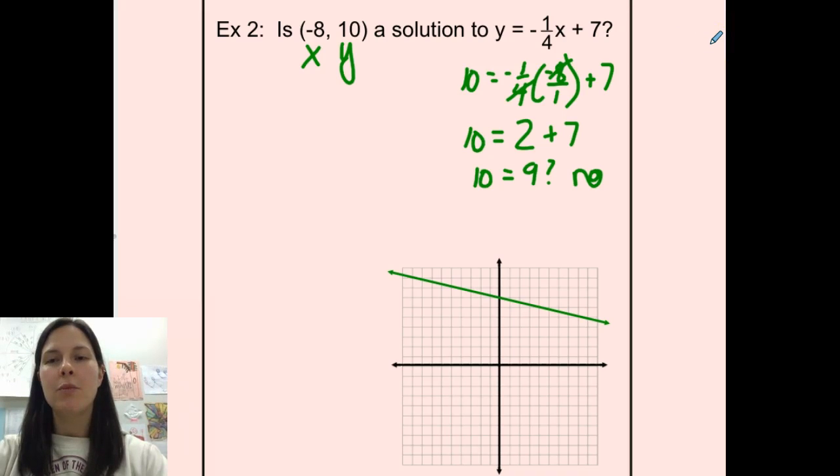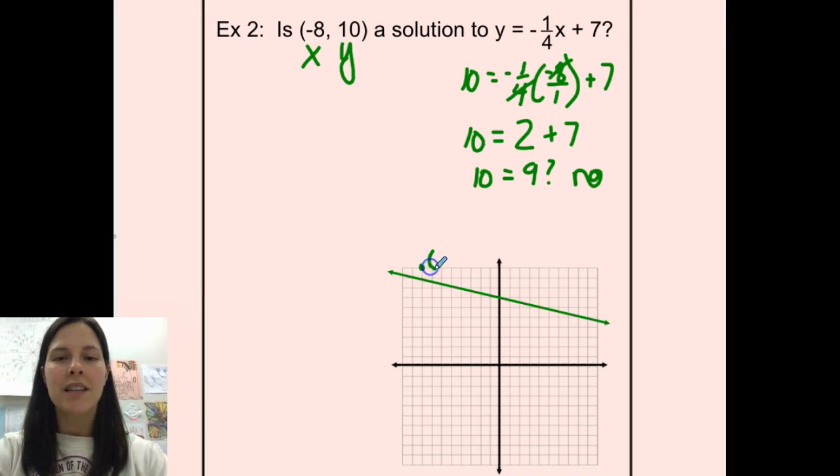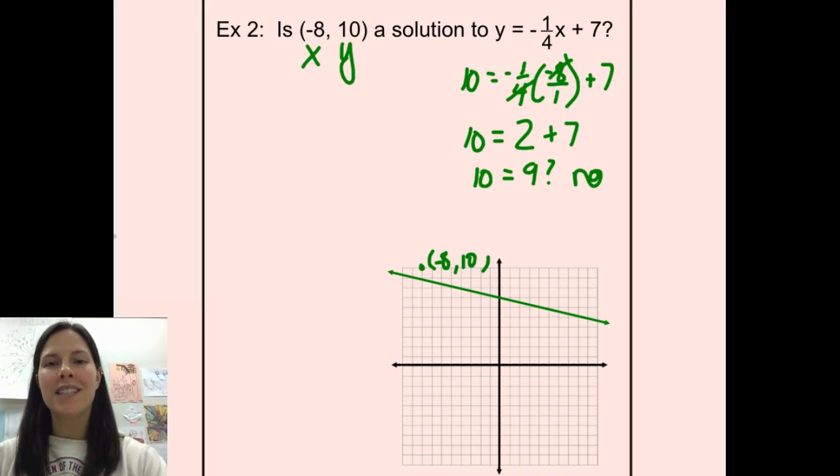Just like the first example, we've got the graph of this line here. Plotting the point negative 8, 10, we will go left 8 and up 10, and we can see that that point is not on the line of our equation because it does not make the equation true.